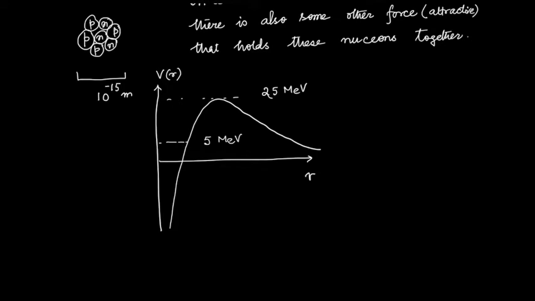So this was the initial theory, but then what was observed is alpha decay. An alpha particle is 2 protons and 2 neutrons.